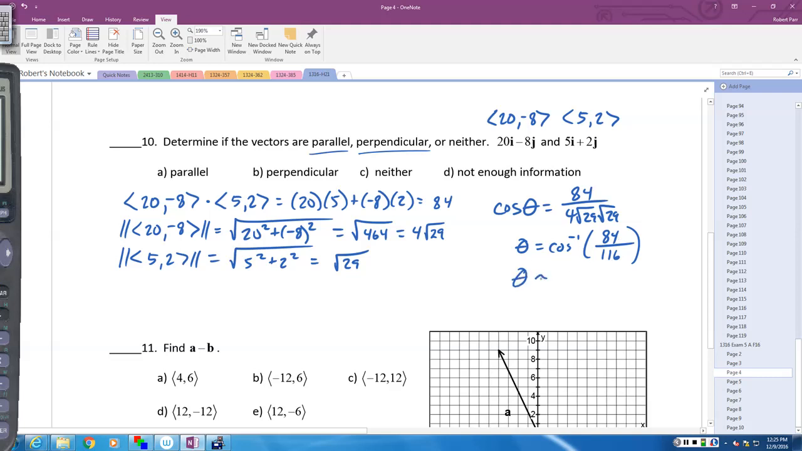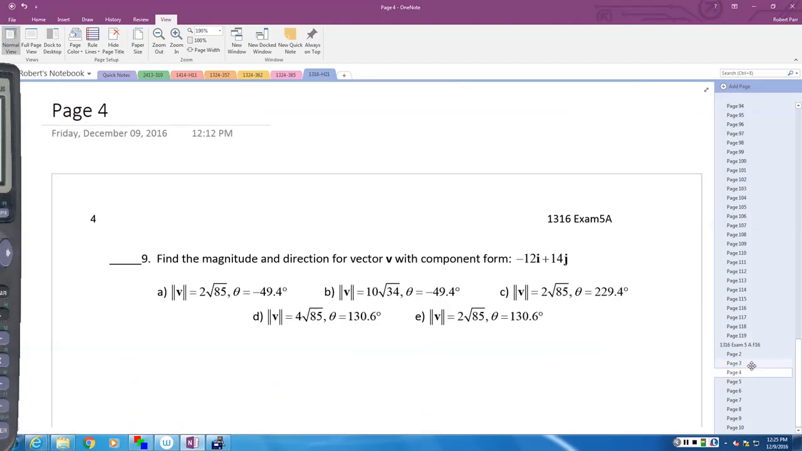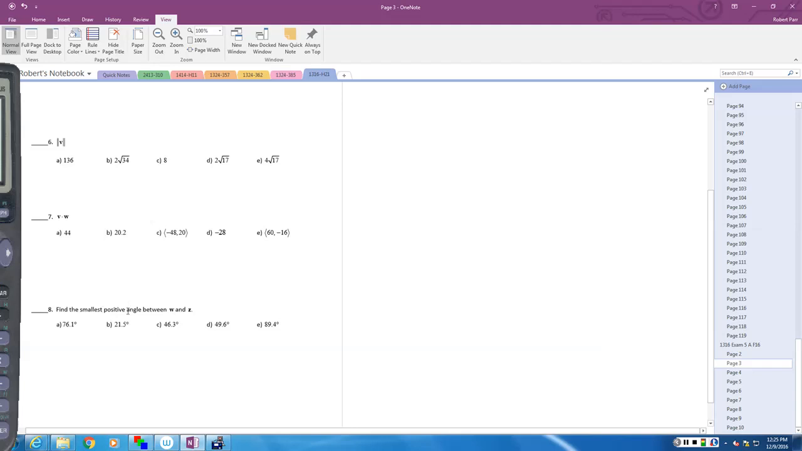So I don't know what it is. It's something. It's definitely not a right angle or 90 degrees or 180 or 0. What is it? 43.6 degrees. So definitely not any of those. Neither. It's pretty much the same problem that you had on the previous page: find the smallest positive angle between W and Z. You just didn't actually have to do everything if it was parallel or perpendicular.